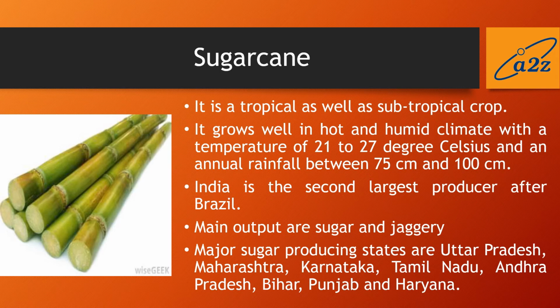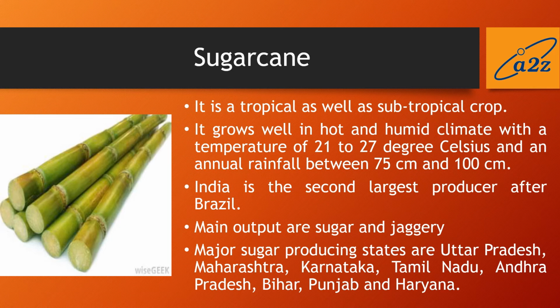Next, sugarcane. It is a tropical as well as subtropical crop. It grows well in hot and humid climate with a temperature of 21 to 27 degrees Celsius and an annual rainfall between 75 centimeter and 100 centimeter. India is the second largest producer after Brazil. Main outputs from sugarcane are sugar and jaggery.